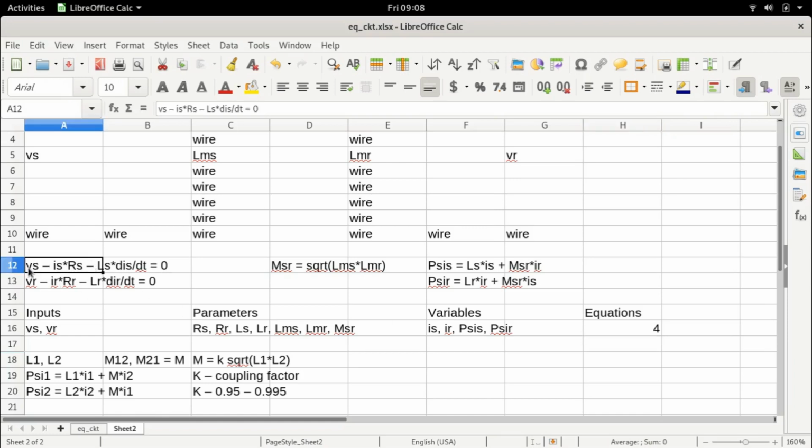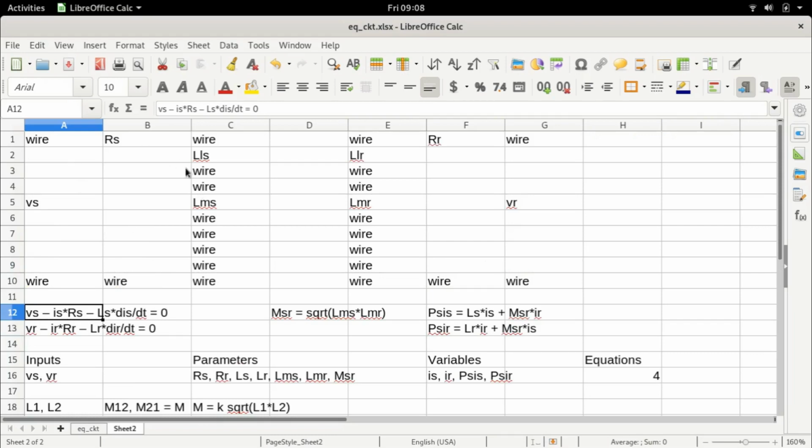This equation is a KVL equation that we have applied to this loop. So we are saying that the stator voltage is equal to the drop across the stator resistance, the drop across the leakage inductance, and the drop across the magnetizing inductance. And the same for the rotor as well. We are saying that the rotor voltage is equal to the drop across the rotor resistance, the drop across the leakage inductance of the rotor, and the drop across the magnetizing inductance of the rotor.